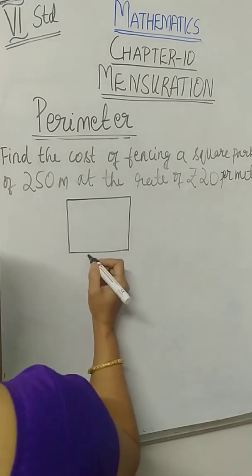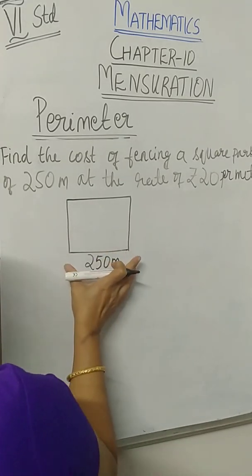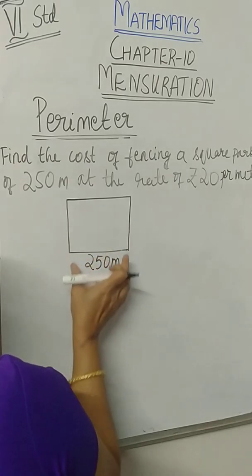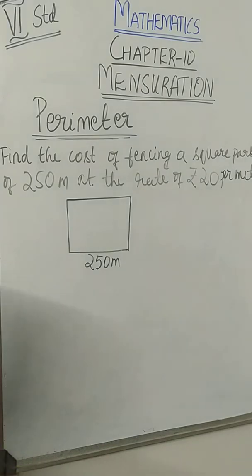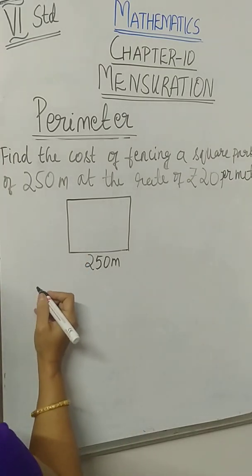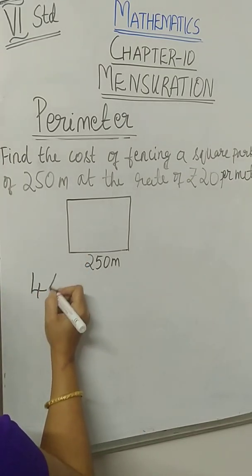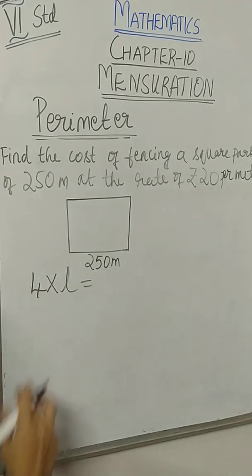Here what they have given is 250 meter is the length of it. If it is given one side, since it is a square park, all the sides are of same length. Okay. So first what we have to calculate? We have to calculate the perimeter of the square park. Well, how to calculate the perimeter? It is 4 into L. That is the formula to find the perimeter of the square.